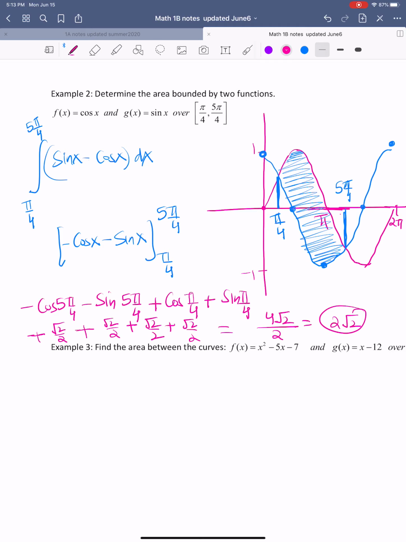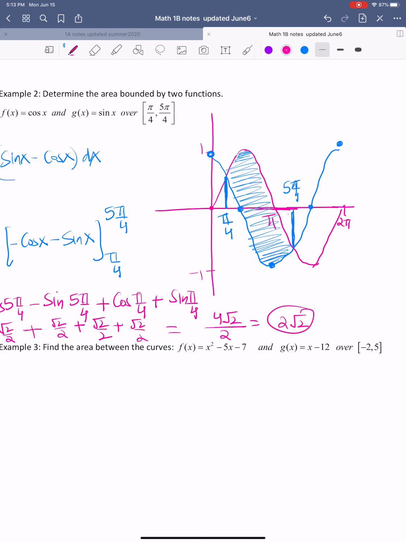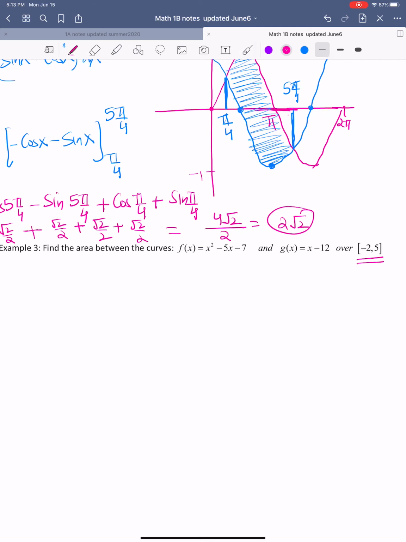Okay, so next example number 3. Find the area between the curves f of x is x squared minus 5x minus 7 and g of x is x minus 12 over this interval. If they didn't give me the interval, that's fine, but if they do, then I need to keep that interval in mind.